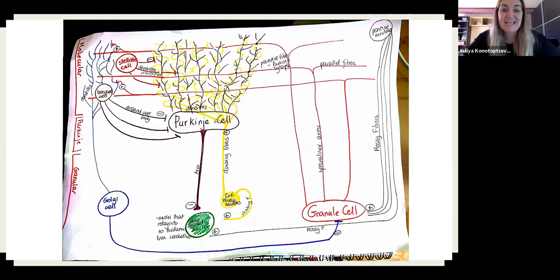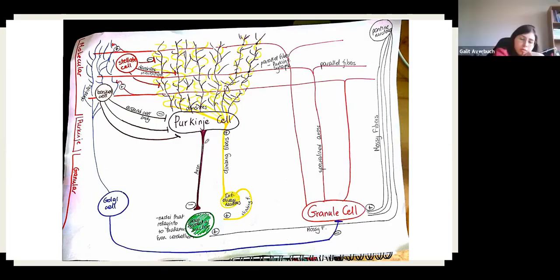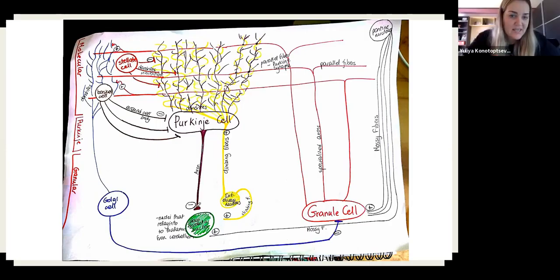The Purkinje cell is an interneuron. All of them are interneurons here, by the way. So what is its shape? It is multipolar. So it has lots of dendrites and one axon. Is the Purkinje cell an excitatory or inhibitory interneuron? Inhibitory. Very good.